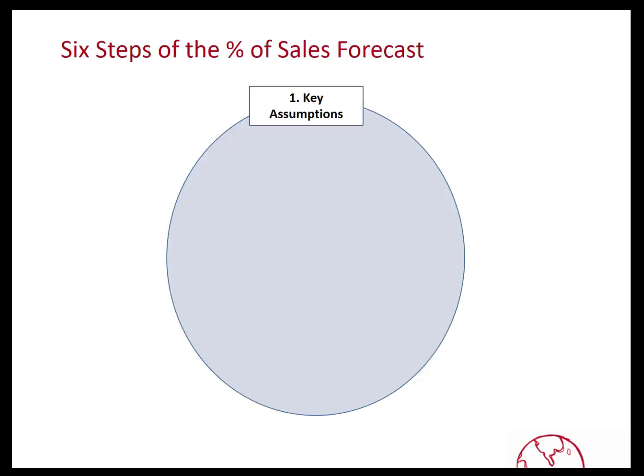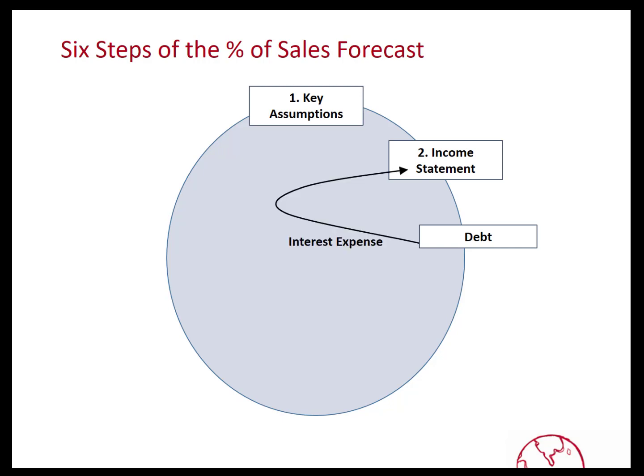So the 6 steps are to set key assumptions. To start forecasting the income statement, we're going to be able to go as far as EBIT, which is earnings before interest and taxes, but then we're not going to be able to complete the income statement until we know the quantity of debt, because the quantity of debt is going to determine the interest expense.